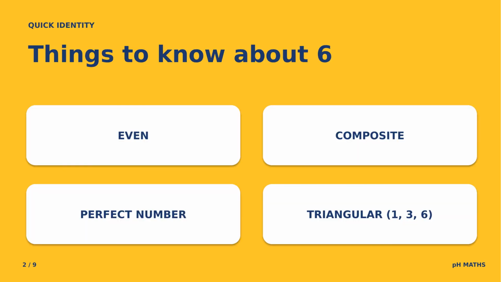Quick identity check. 6 is even. 6 is composite. 6 is a perfect number, and we'll come back to what that actually means. And 6 is a triangular number. The sequence runs 1, 3, 6, 10, 15, 21. 6 is the third triangular number, which is why 6 of anything stacks neatly into a triangle. Think bowling pins, billiard balls, classroom seating.